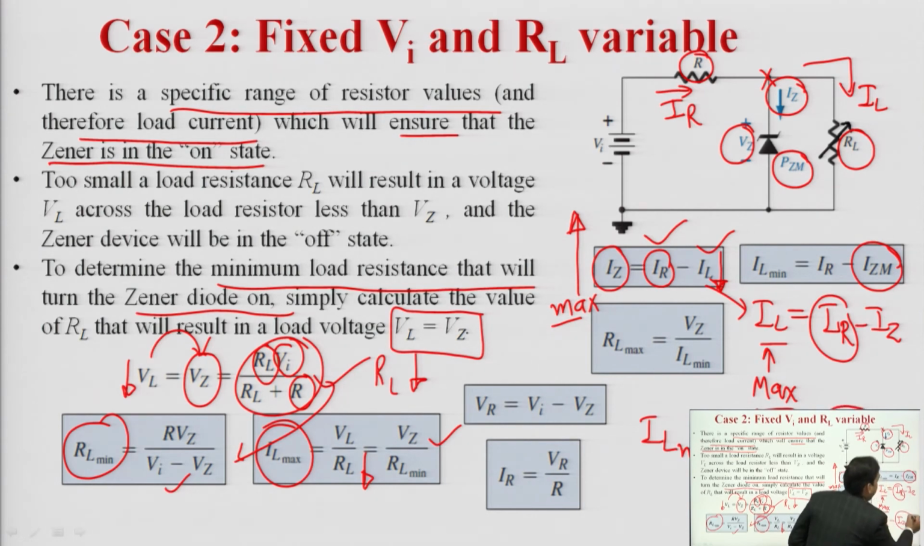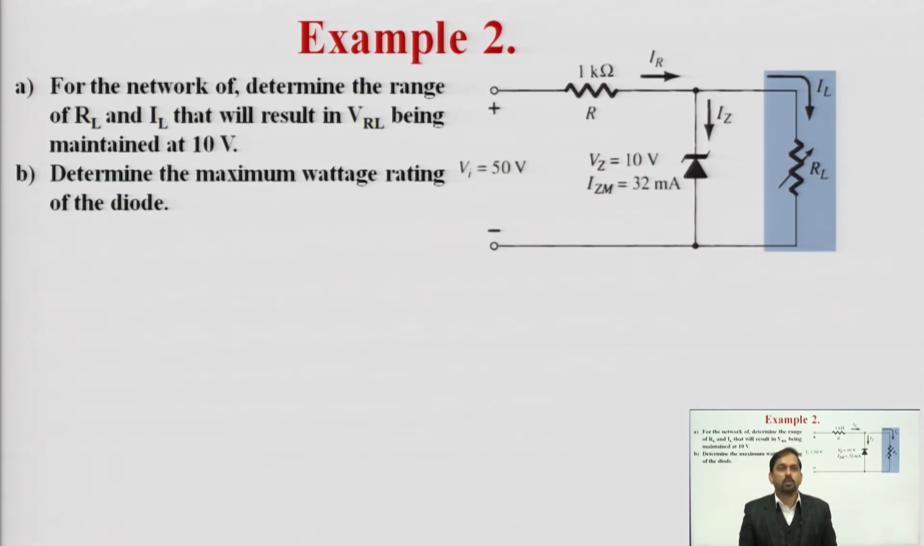This will be specified as per the data sheet of the Zener diode. It will give the safe range for the Zener current. If someone tries to increase the current beyond this value, then there will be breakdown. So, this is the second case: with the help of this load current IL minimum, we can calculate the value of load resistance which is maximum. So, this is the second example based on this.